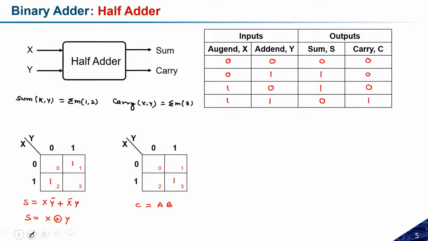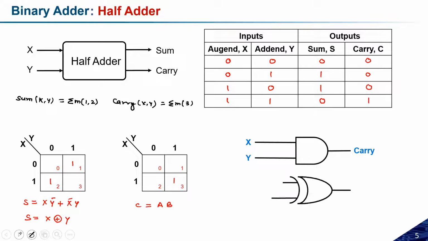Okay, so let us try to make the circuit. For carry, we need 2 inputs x and y, and we need one AND gate. And for sum, we need one XOR gate connected with x and y, and that will give you the sum. So this is how the half adder circuit will look. This was quite simple because we have only 2 inputs and 2 outputs.